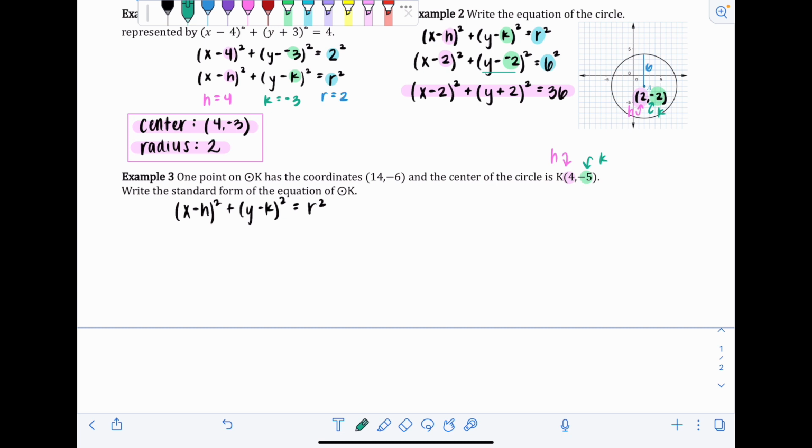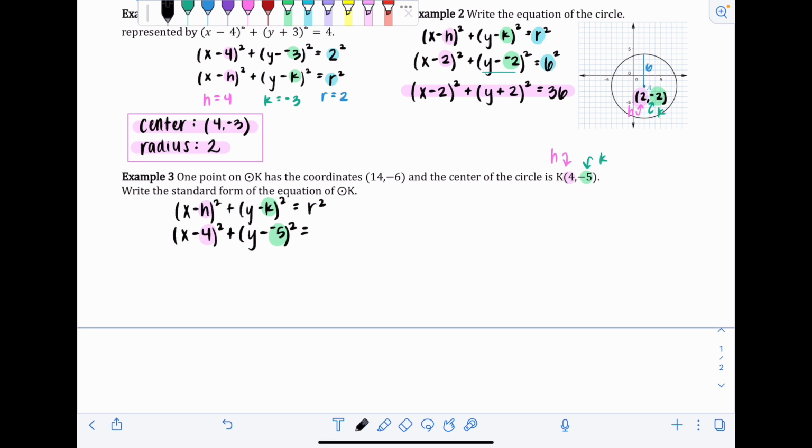Okay, so we're going to put 4 in for h right here, and then we're going to put -5 in for k right there. So we'll do x minus 4 for h, so (x - 4) squared, and then plus (y minus -5) for k. Close it out and square it, and then equals r squared.